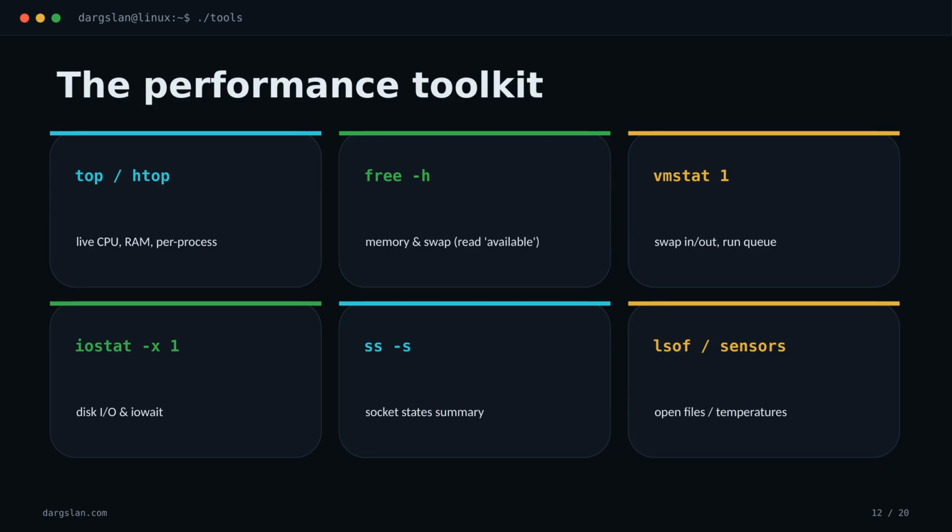Before we dig into more scenarios, let's lay out the toolkit you'll actually reach for. top or htop for live CPU and per-process view. free -h for memory, where the column you trust is available, not free, and vmstat 1 to watch swap activity and the run queue tick by. Then iostat -x 1 for disk I/O and iotop, ss -s for a quick socket summary, and lsof and sensors when you need open file descriptors or hardware temperatures. Six commands, and you can diagnose almost anything.